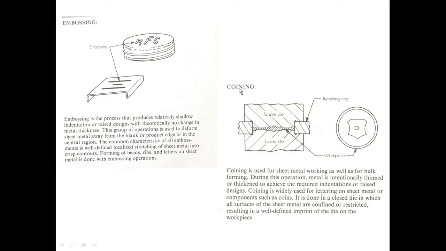Then next, coining operation. Coining is used for sheet metal working as well as for bulk forming. During this operation, metal is intentionally thinned or thickened to achieve the required indentation or other designs. Coining is widely used for lettering on sheet metal or components such as coins. So it is done in a closed die in which all surfaces of the sheet metal are confined or restricted, resulting in a well-defined imprint of the die on the workpiece.